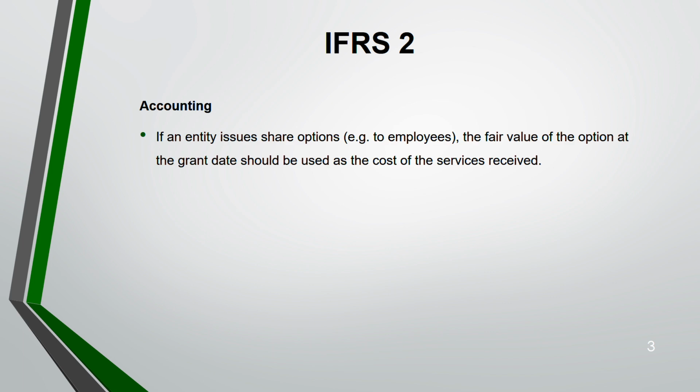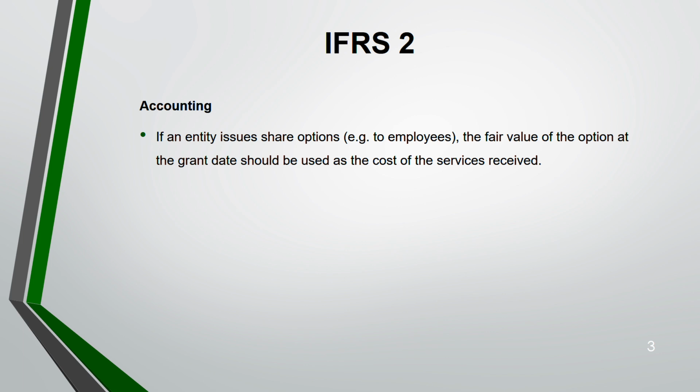Now, the accounting treatment. If an entity issues share options to their employees, for example, your employees are working for you. They are giving you a service by working there for n number of years. Rather than you paying them only in cash by giving them salary or wages, you are paying them share options in your company or shares. So that is share-based payment. So how do we account for that?